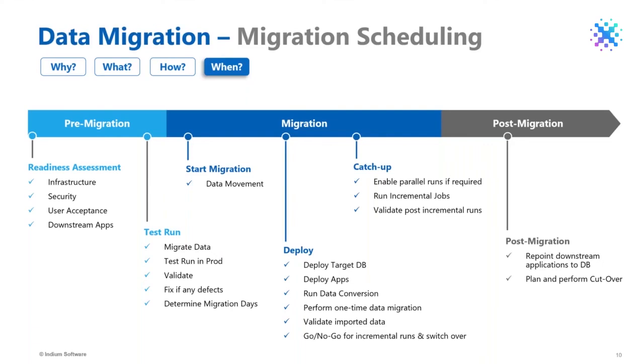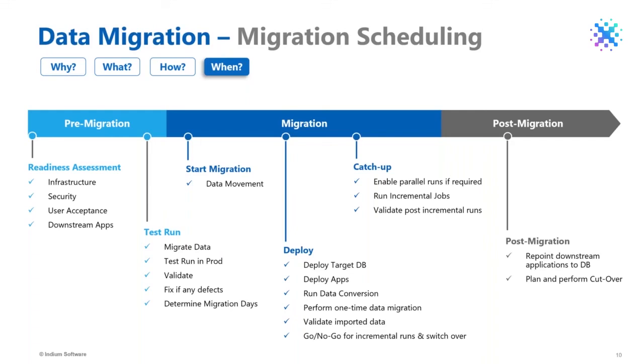So you start the migration and get the movement done. The data movement could be over the internet or through physical means. Then you actually do the deployment. The deployment involves deploying your target DB, deploying apps, running the conversions from your source database to the target database, performing one-time data migration, validating the imported data, then identifying a go/no-go for incremental runs and switchover. There's another key aspect: if after deployment you find there are issues, you need to evaluate whether it requires a rollback or a forward fix. That is a key decision and it's part of the deployment stage.